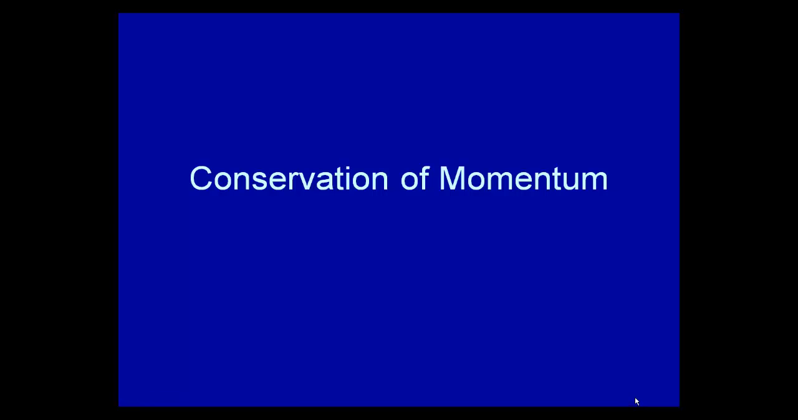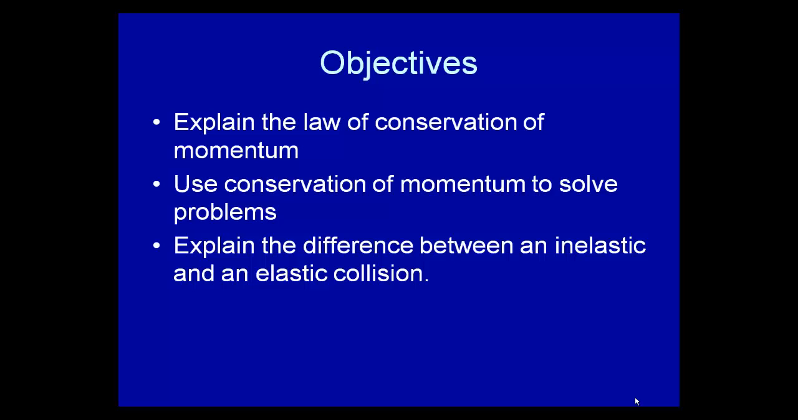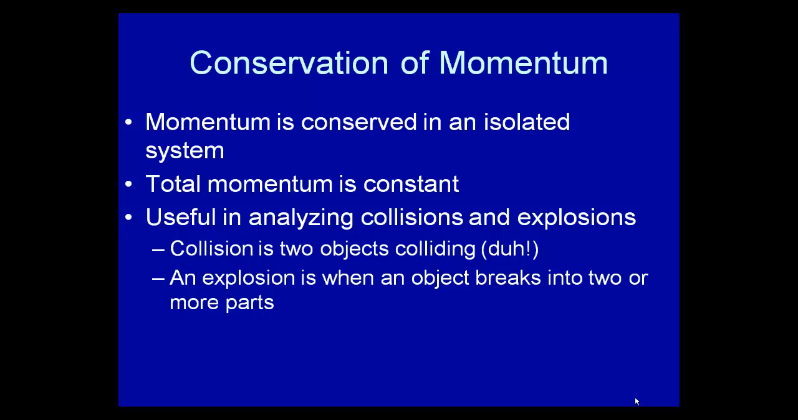Okay, today we're going to talk about conservation of momentum. We've talked about what momentum is. Momentum is a combination of mass times velocity, and it really is a measure of how hard it is to stop something. It's a vector quantity. It does deal with motion, but it also deals with mass. So we're going to explain the law of conservation of momentum, and then we're going to use the conservation of momentum to solve problems, and then we're going to explain the difference between an inelastic collision and an elastic collision.